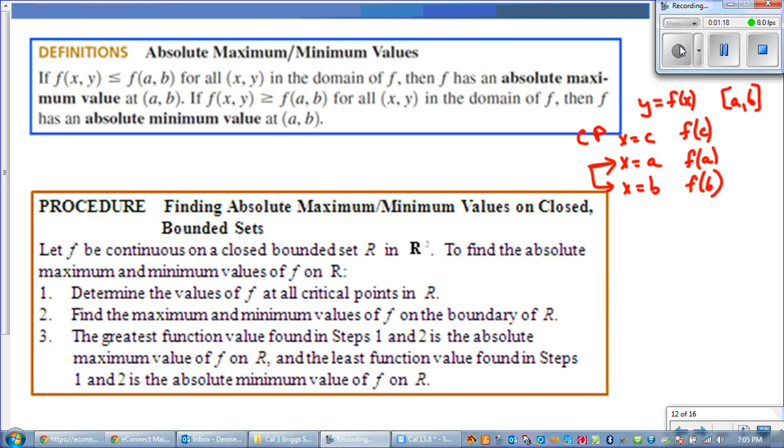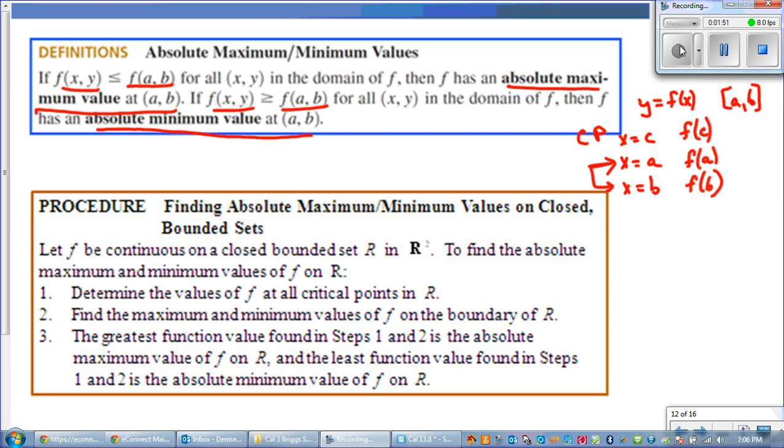So now we don't have an interval, we now have a closed region. So f will be continuous on a closed bounded set. Now f will have an absolute maximum at (a, b) if f of (a, b) is greater than or equal to f of (x, y) for any other (x, y) in the domain. F will have an absolute minimum at (a, b) if f of (a, b) is less than or equal to f of (x, y) for all other (x, y) in the domain.